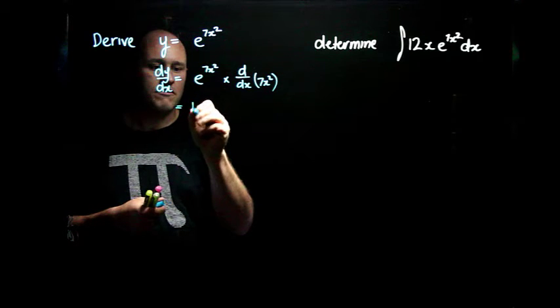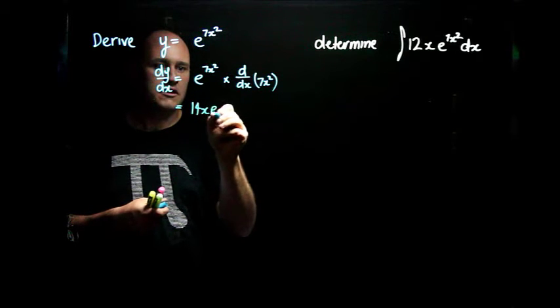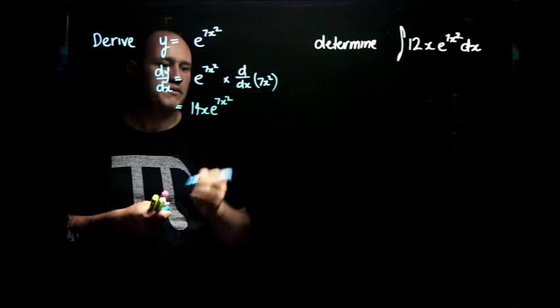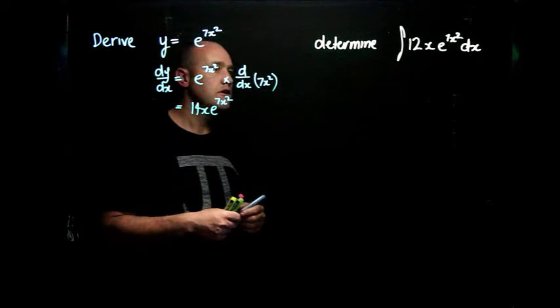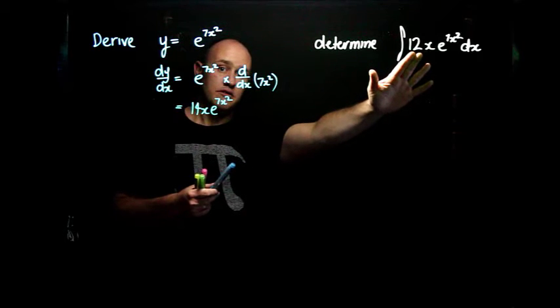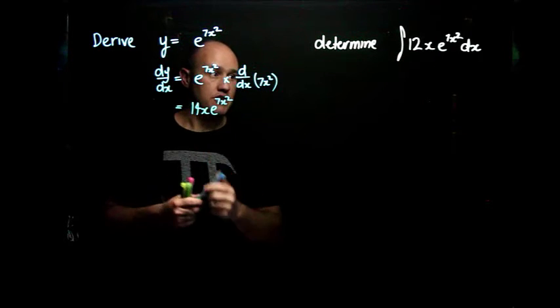And so this becomes 14x e to the 7x squared. So there we go. We've derived this first function. It's a simple chain rule question. And now we're going to integrate, and we're going to use this to integrate.